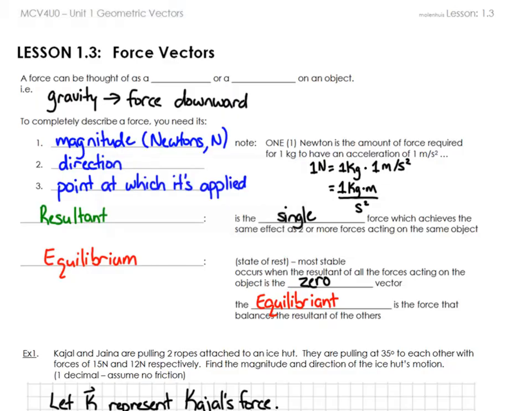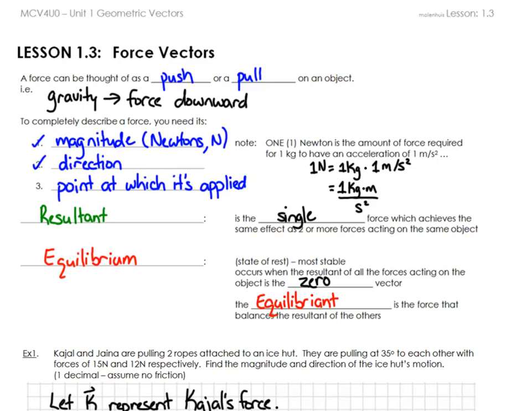This is lesson 1.3, which is force vectors. So what is force? Well, it's a push or a pull on an object. So think about if you're pushing, say, a shopping cart, or you're playing tug of war and you're pulling on that rope. Each of those examples exhibits a magnitude. Okay, so that is a force that's measured in newtons, and so we use a capital N to denote newtons.